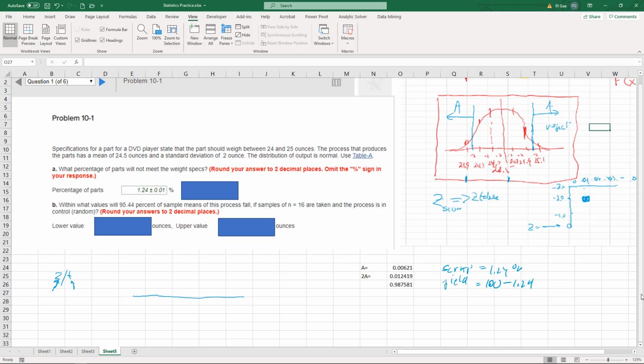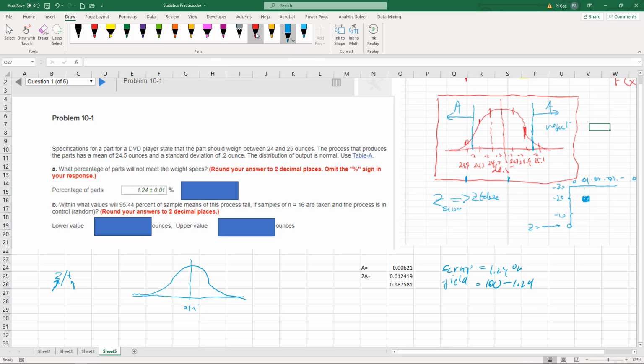Okay, so always draw your normal distribution. Here's your distribution like such. We have some kind of mean going on here, 24.5. The process mean is 24.5, and they're asking, okay, what points? Now we're going to back out if our yield is equal to 95.44%. So what is the area?